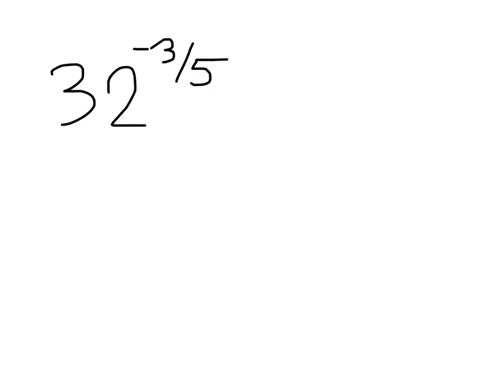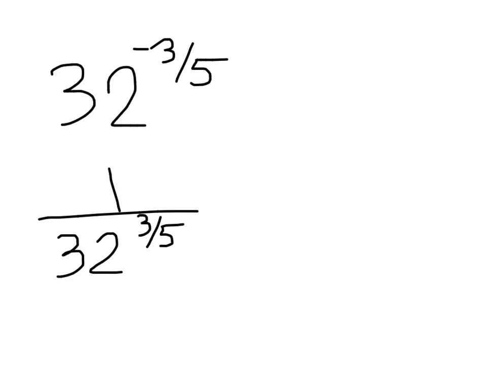What happens? How do you get rid of a negative exponent? No. Good guess, though. Put it over. Right now this is like saying 32 to the negative 3/5 on the top. If it's on the top, then it needs to move to the bottom and vice versa. If it's on the bottom, you move it up. So any time you have a negative exponent, if it's on the top of the expression, you put it to the bottom and vice versa.